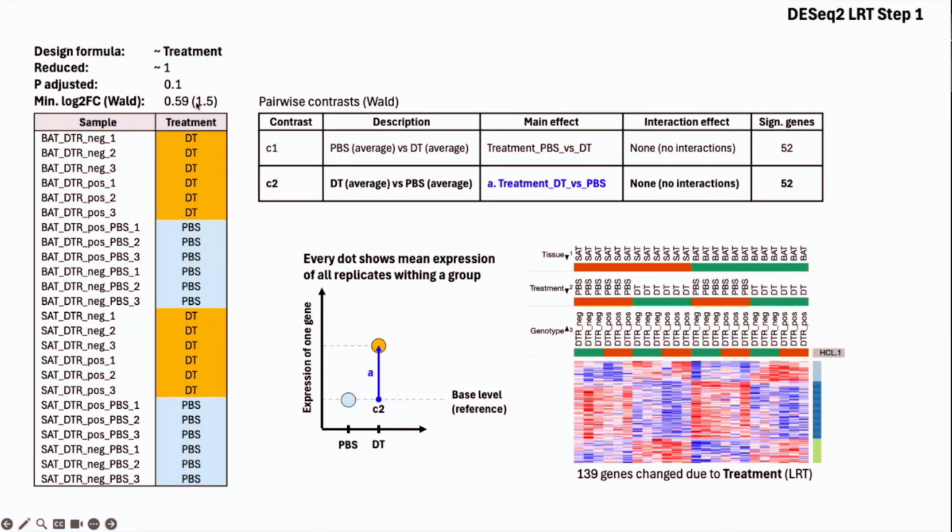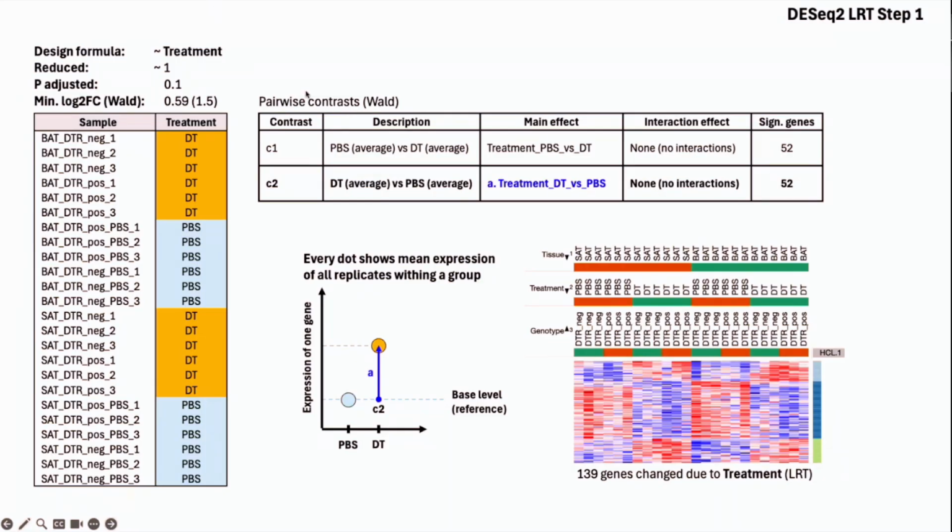No, log fold change is applied for the table of the pairwise contrast. For LRT, as far as I understand, there is no way to interpret the log fold change properly, unless we run a Wald test on the interaction term, and then we can interpret log fold change.